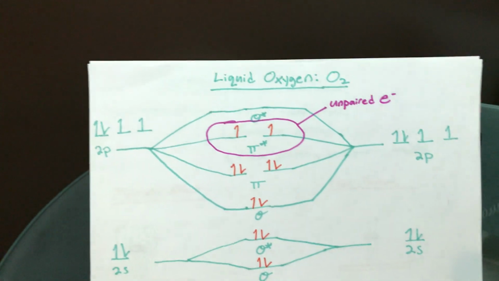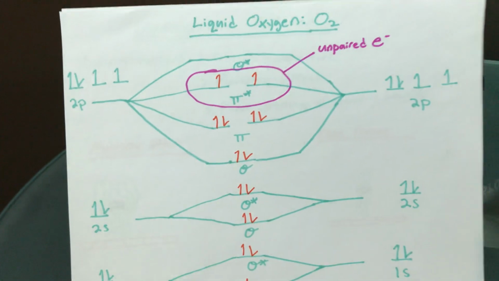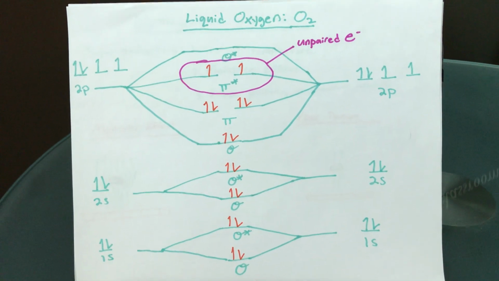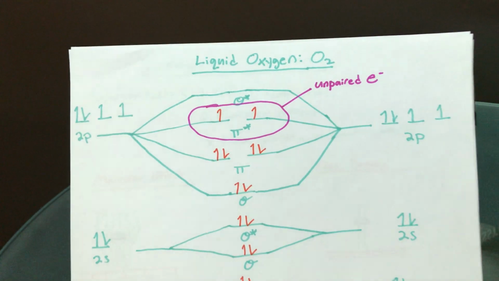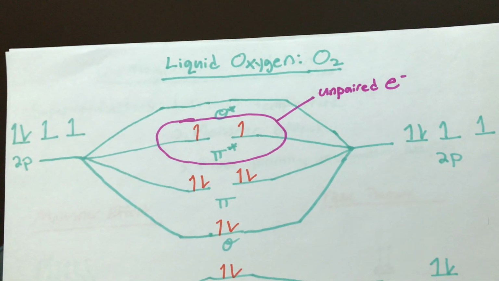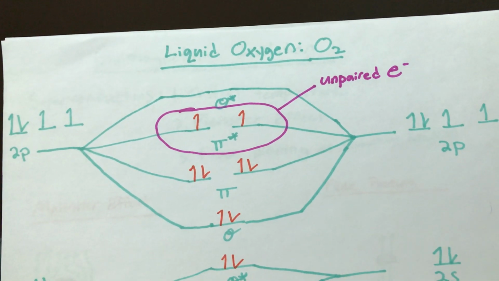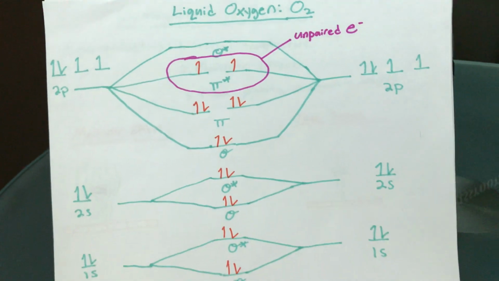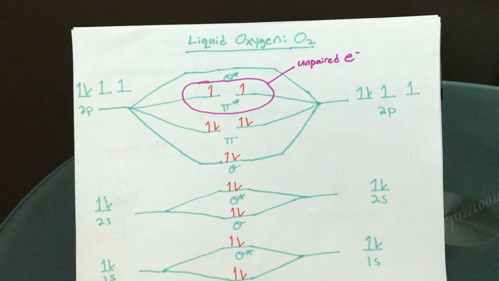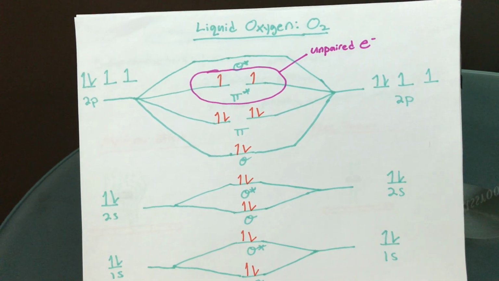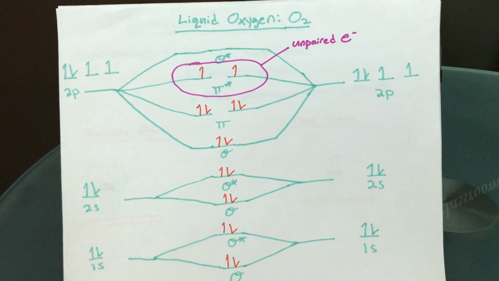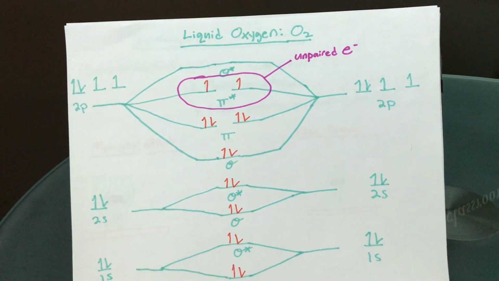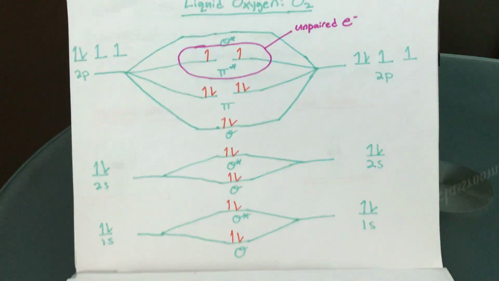liquid oxygen. Now we have our hybridization orbitals with our sigma and pi bonds. You can see at the top there are 2 unpaired electrons within the pi antibonding orbital. So because of that, liquid oxygen is affected by paramagnetism, and it will actually levitate between 2 closely spaced magnets.